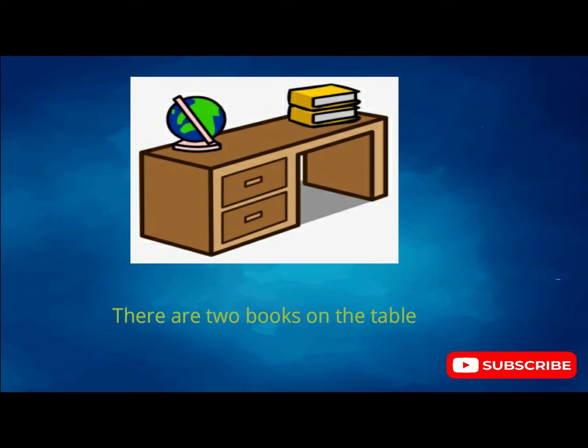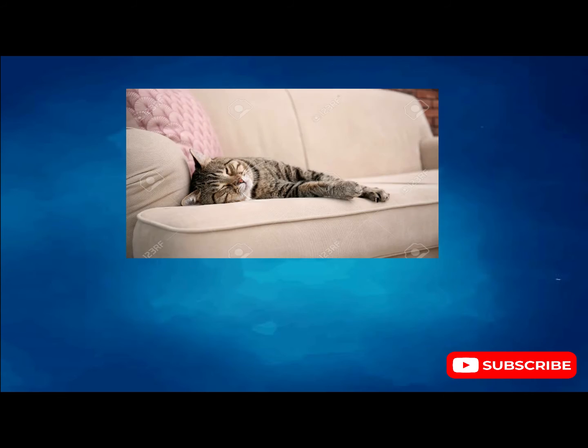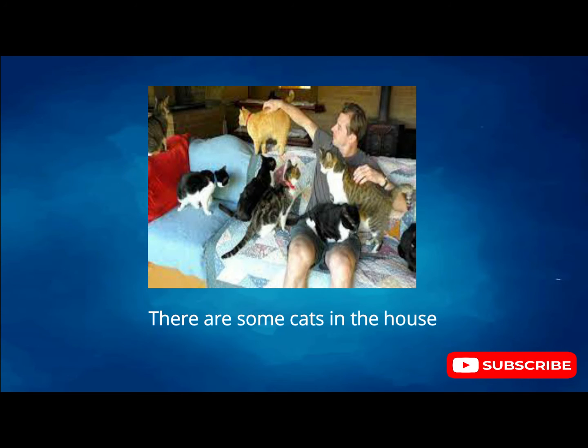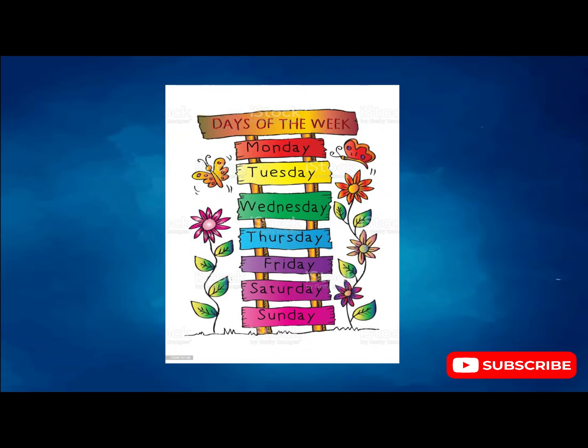So when we talk about a singular noun, just one thing, we say there is. There is a cat on the sofa. There are some cats in the house. So these are the days of the week: Monday, Tuesday, Wednesday, Thursday, Friday, Saturday, and Sunday.